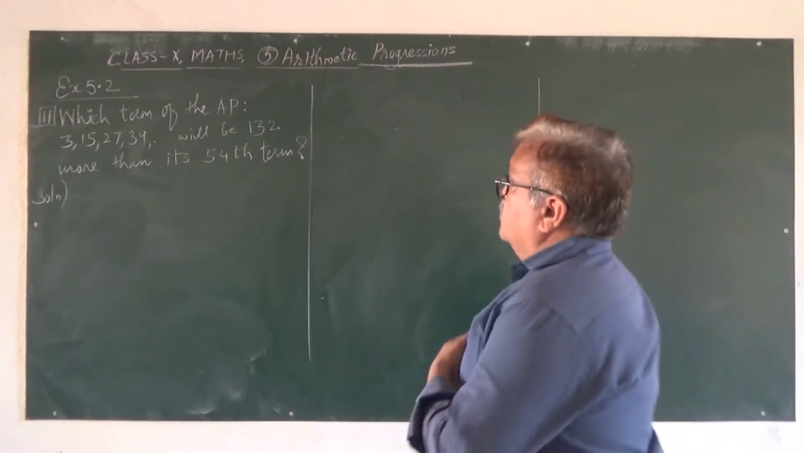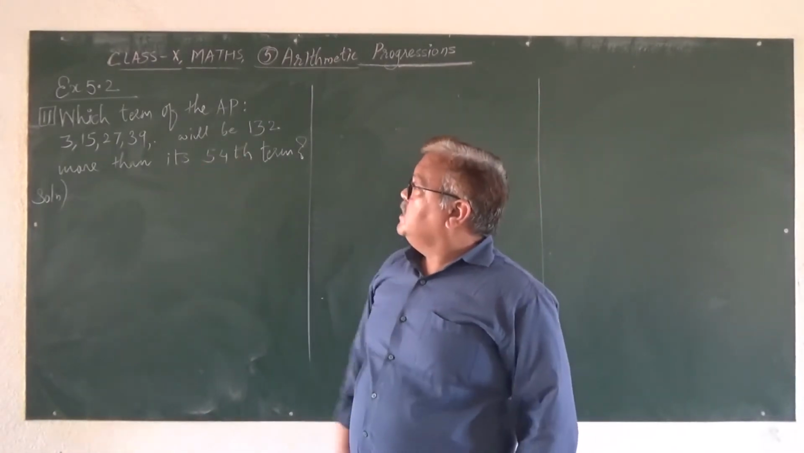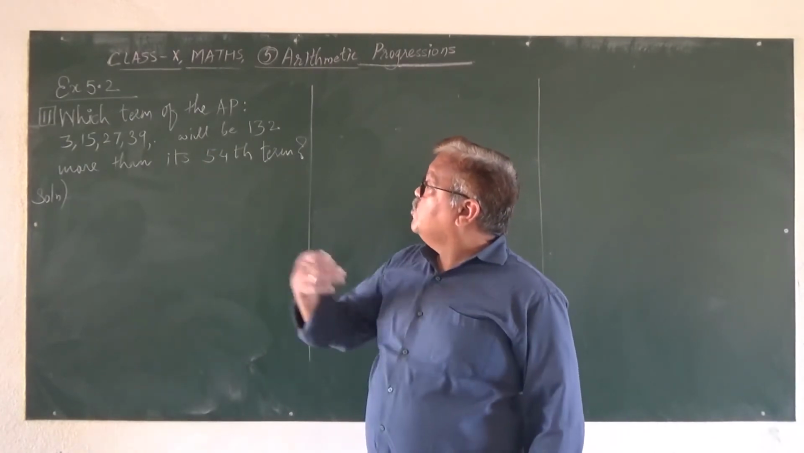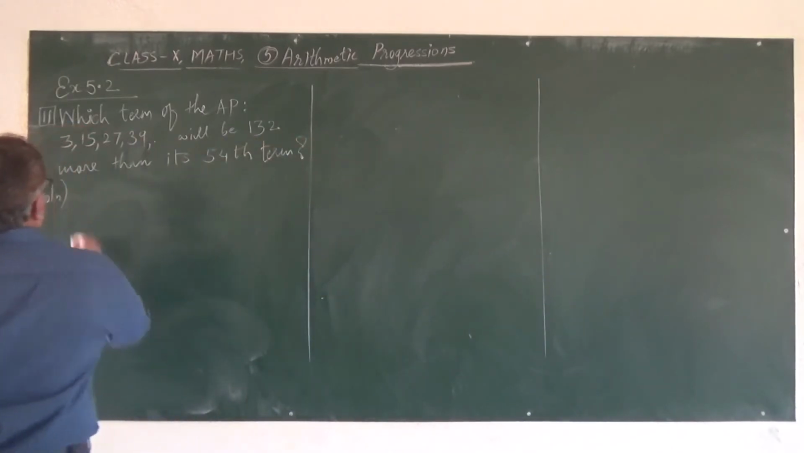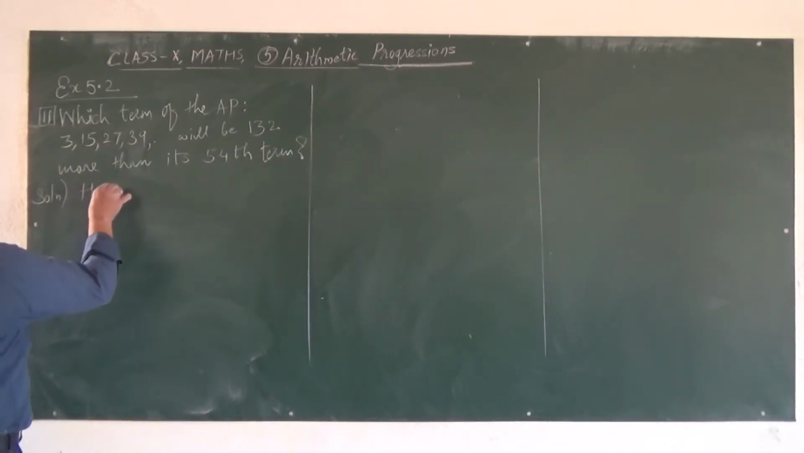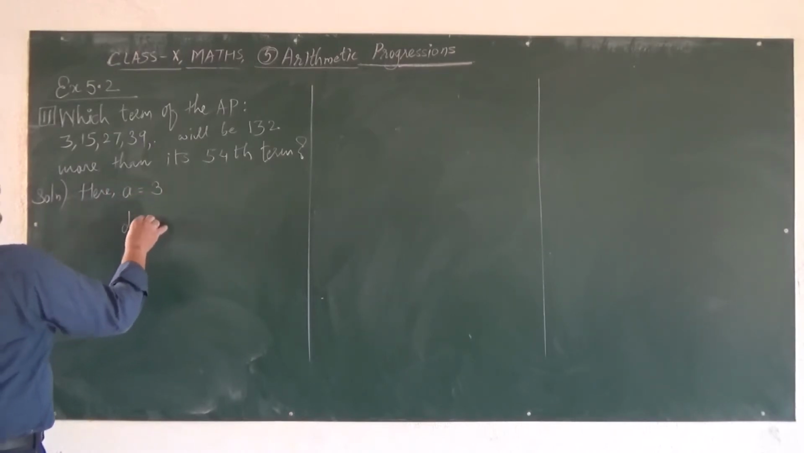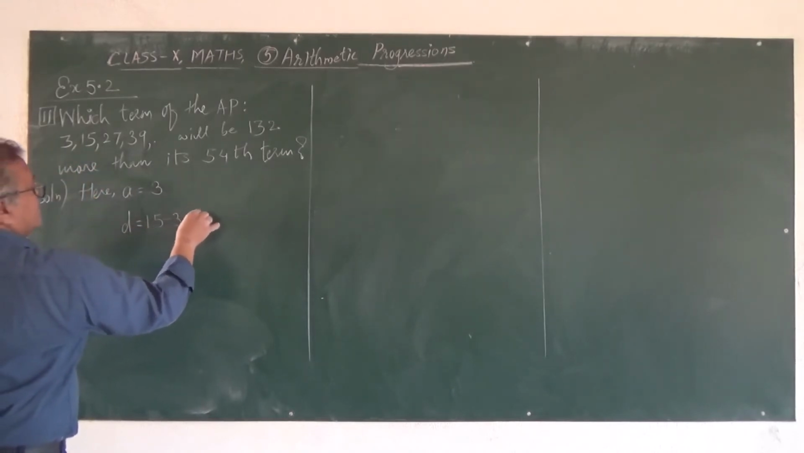Let us see 11th question of exercise 5.2. Which term of the AP 3, 15, 27, 39 will be 132 more than its 54th term? Okay, so the AP is given. So here a is 3, d means common difference, a2 minus a1, 15 minus 3, that is 12.